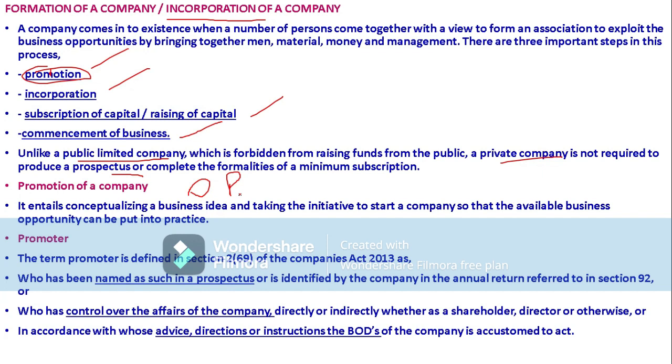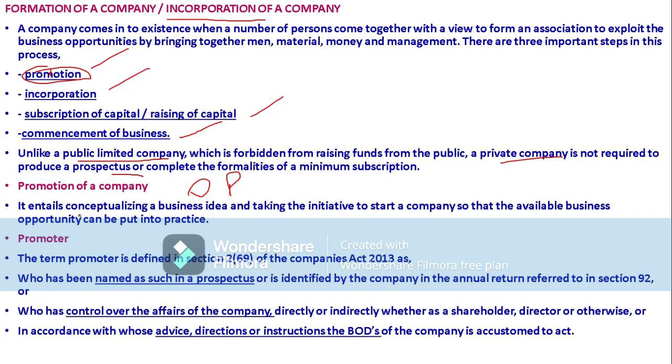So the persons who undertake the task of promotion are called promoters. If we want to go for promotion of a company, we need a person, and that person is known as the promoter. The promoter is a person who brings a company into existence. A company may have several promoters. A promoter may be an individual, a firm or a body corporate. Again, a promoter may be an individual or a firm, or a body corporate, meaning consisting of a number of individuals.